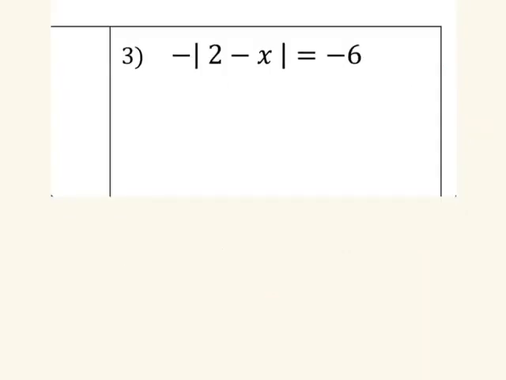This problem gets a little bit more confusing because there's this negative symbol, right? So this is saying negative the absolute value of 2 take away x is equal to negative 6, or the opposite of the absolute value of 2 take away x is negative 6. We're going to set it up in the exact same manner that we did before, and I'm going to write out these 2 problems.